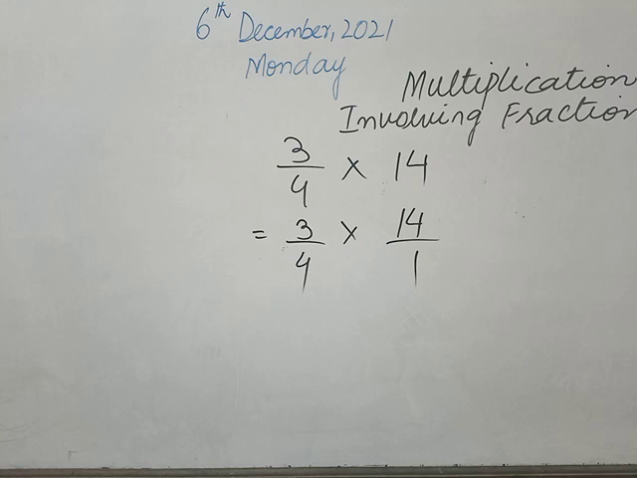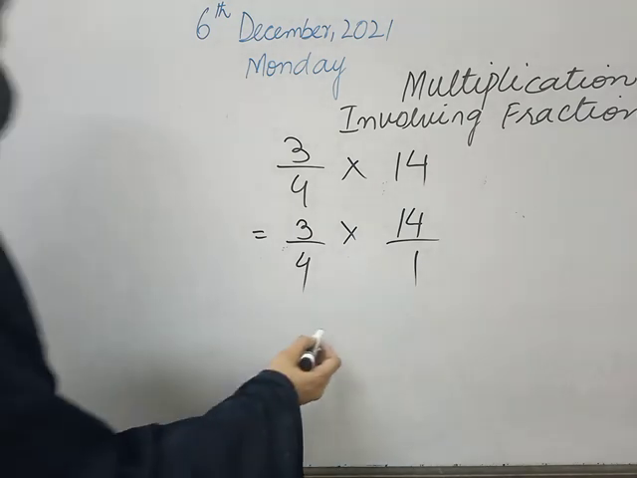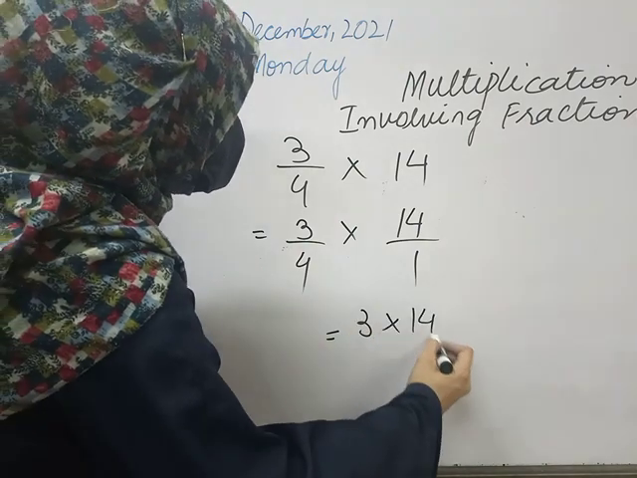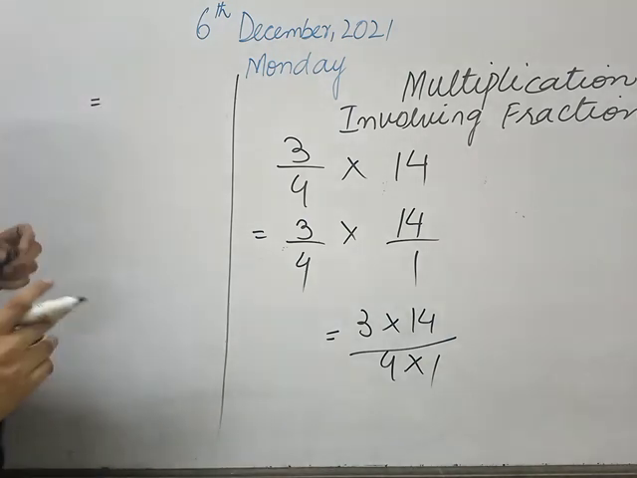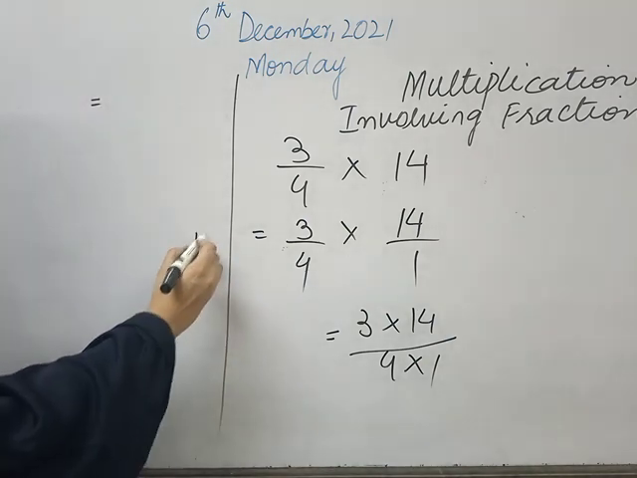As you look class, we have at first place 3 by 4 which is a fraction, and at the second place which is also a fraction, after writing 1 in the denominator, we have 14 by 1. Now in the next step we will simply multiply 3 into 14 and 4 into 1. Now I am going to write it. 3 multiplied by 14 and 4 multiplied by 1. So 3 multiplied by 14, first of all we will do it.